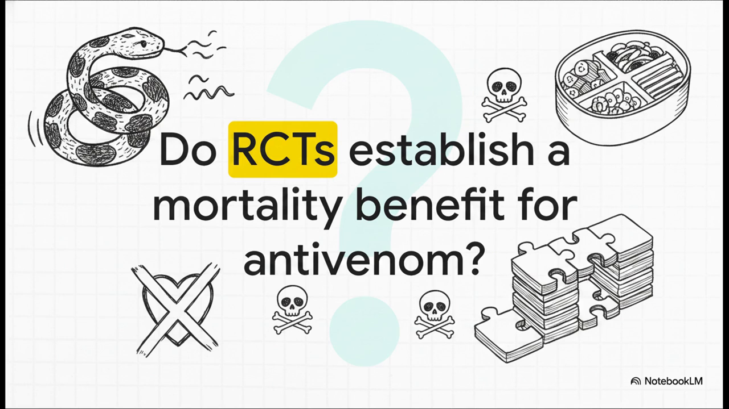They extracted every single case report, systematic review, and RCT they could find into a running trajectory map, perfectly segregated by tier. Which leads us right back to our medical mystery. When we look strictly at the highest tier of evidence in our neatly organized bento box, do randomized controlled trials actually establish a mortality benefit for snake antivenom? The answer, shockingly, is no.